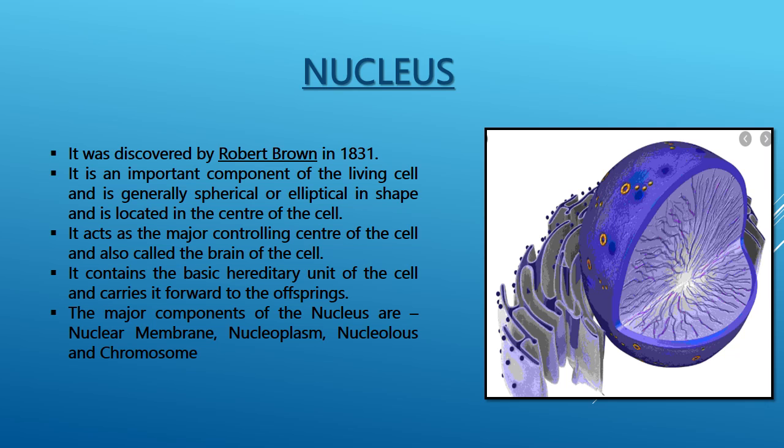Next main part of the cell is the nucleus. Robert Brown back in 1831 discovered the nucleus. It is an extremely important component of a living cell and is generally spherical or elliptical in shape and is located in the center of the cell. Roughly at the center of the cell, not exactly at the center, but roughly at the center. It acts as the major controlling center of the cell and is also called the brain of the cell. It contains the basic hereditary unit of the cell and carries it forward to the offspring.